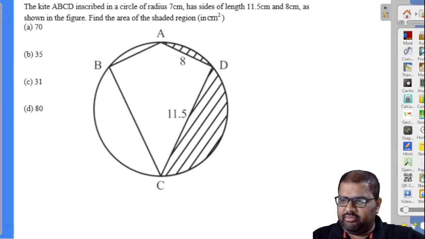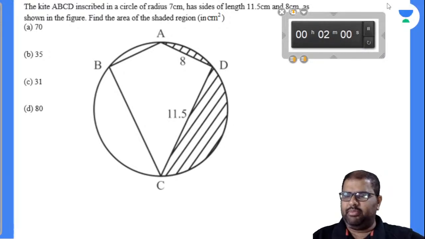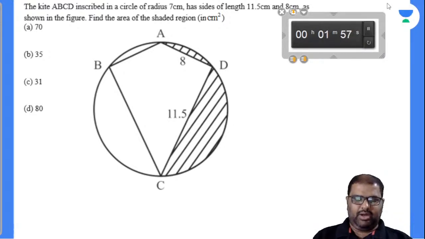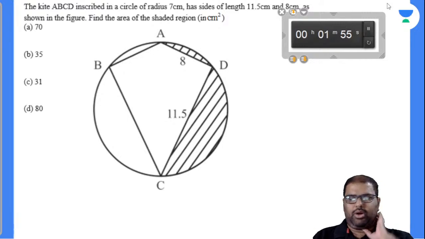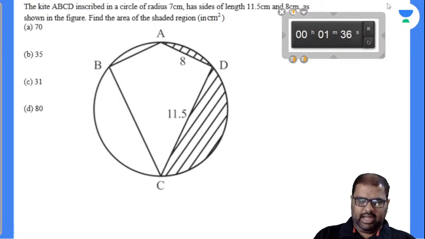Again, one of my famous interesting questions. I have asked this question in many blogs. In 2018, pre-lockdown, I asked this question in my FB blog. And I took this question from one textbook, the IMS textbook, I think. The kite ABCD inscribed in a circle of radius 7 centimeter has sides of length 11.5 centimeter and 8 centimeter, as shown in the figure.